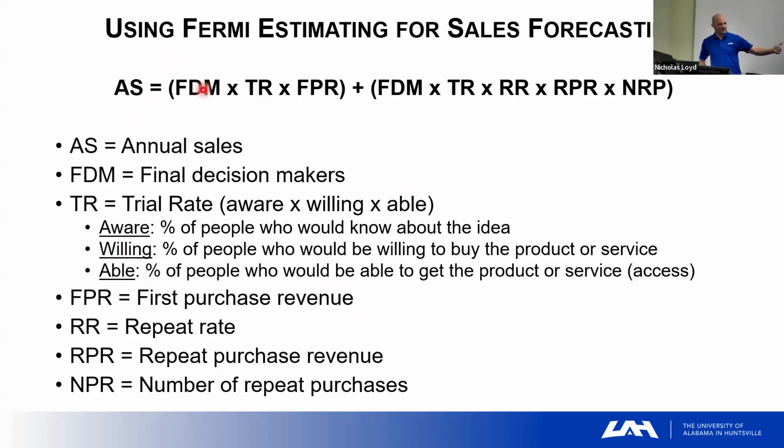What is the total number of people that could potentially, what is my audience, multiplied by the trial rate of my total audience, what percentage are aware, willing, and able to try it in the first year, multiplied by the first purchase revenue. And that will give me the first component of annual sales. And then the second component is if it's something that I have that someone might buy more than once.